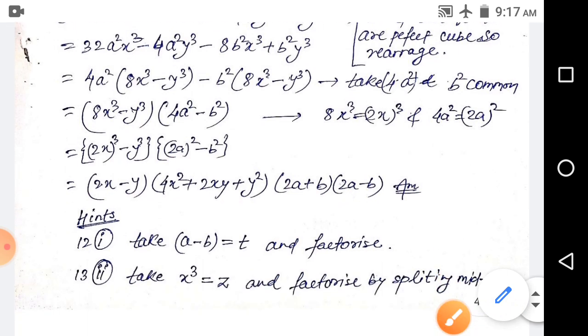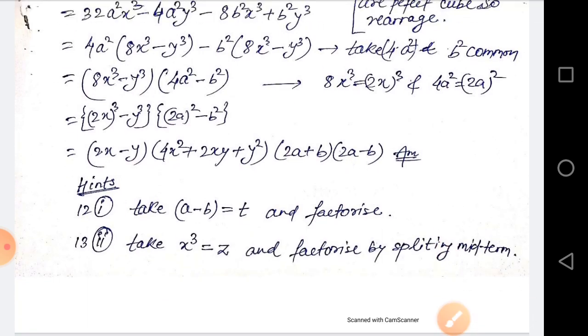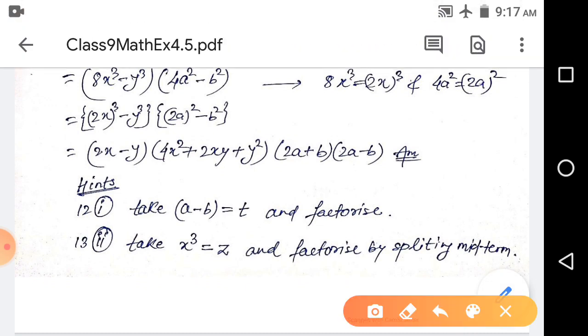Now I have given some hints for 12 bit a. You can try to solve those by taking a minus b as t and then factorizing it. For question number 13 bit 2, you can take x square as z and use the factorization method by splitting the middle term that we have studied in 4.4. So this is it.